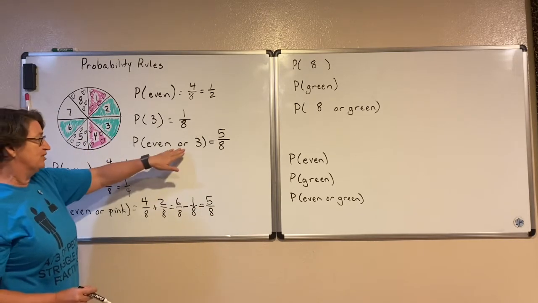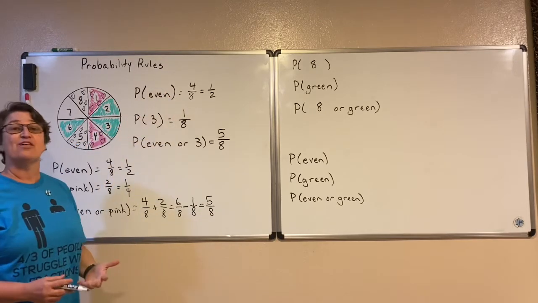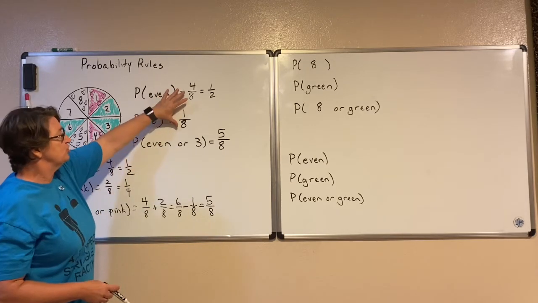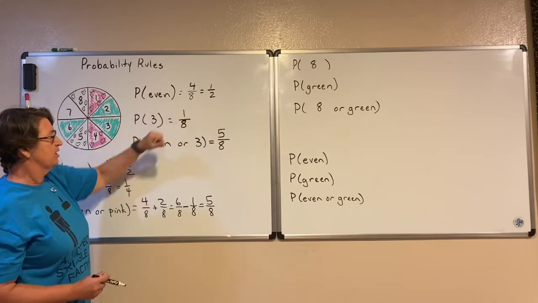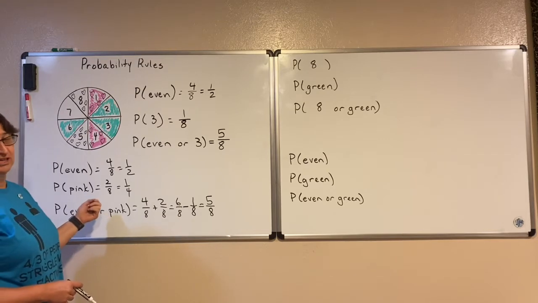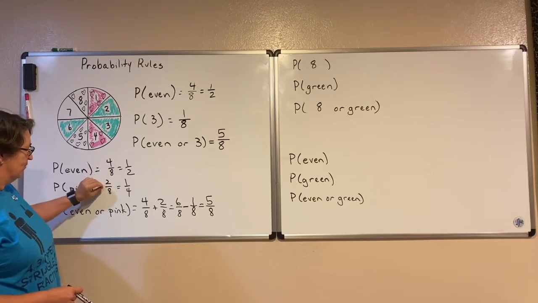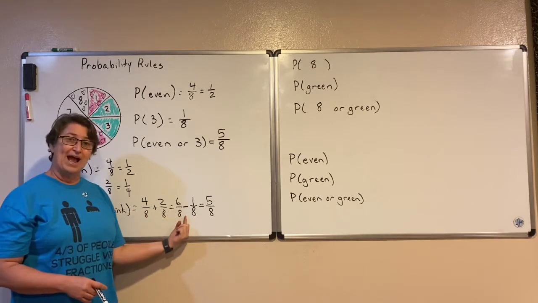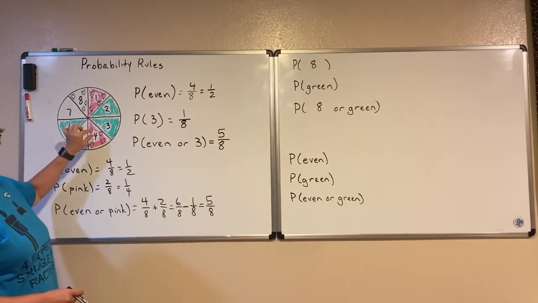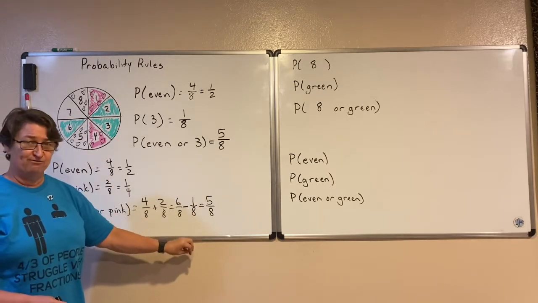So when I have this or, and the two things do not overlap, we say that they're mutually exclusive. When they're mutually exclusive, we can just add the probabilities together. But when we have this or, and they are not mutually exclusive, when they overlap, we can add the two probabilities together, but we have to subtract off any overlap. Like in this case, the pink 4 is in both categories. So I counted him in both categories, I have to subtract him off then.